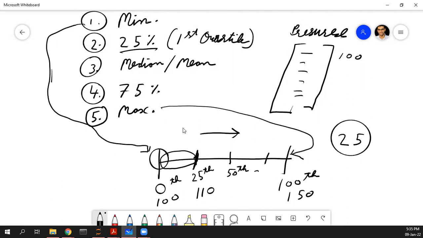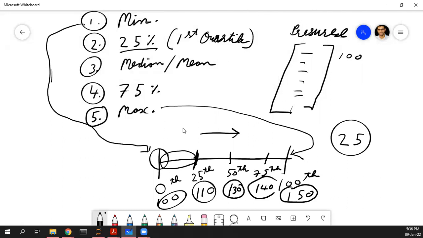The 75 percentile will be my 75th point. For example, let us take the maximum value as 150, the minimum as 100, the 25th at 110, the 50th as 130, and the 75th as 140. So the 75th percentile says that 75% of the total data points are smaller than this 140, right? And the maximum value says that 100% of all the data points are smaller than this maximum point.